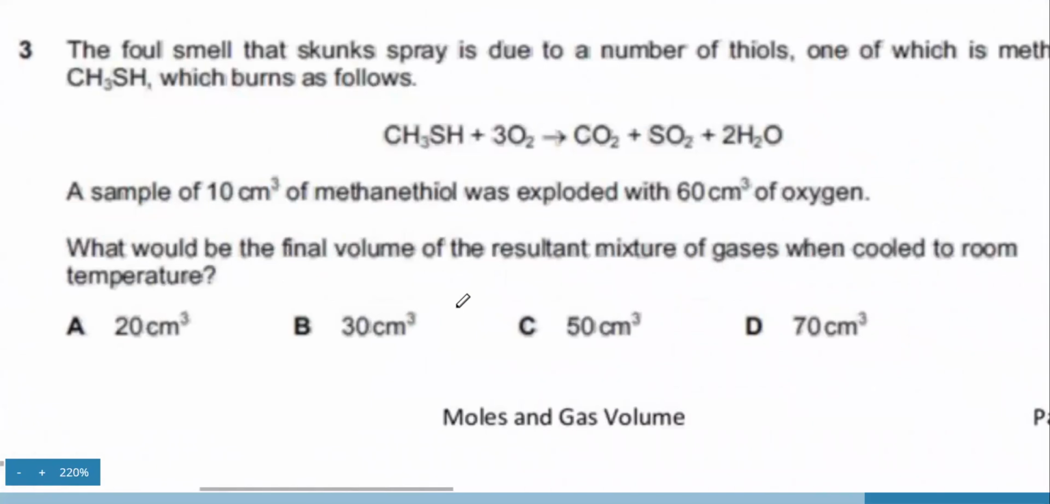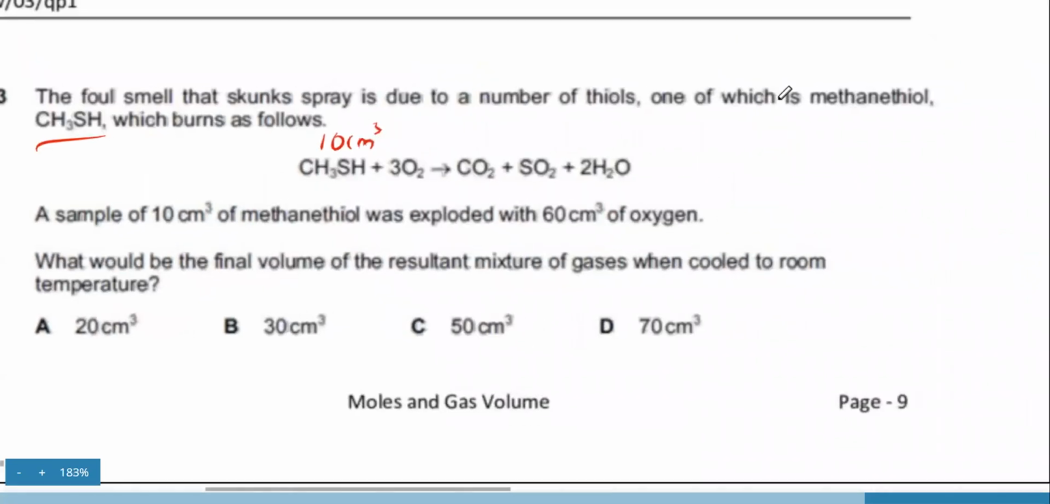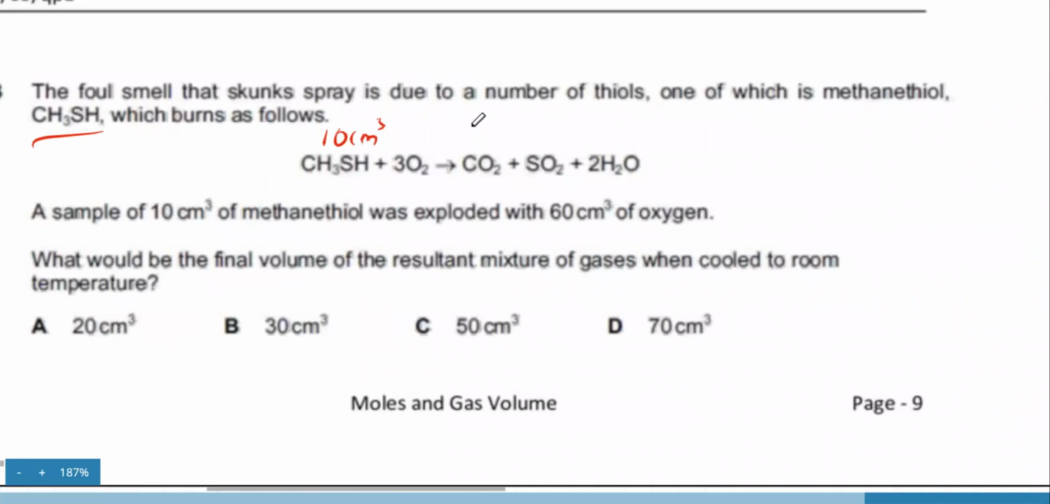So let's say this is methane thiol, and he's saying that 10 cm cube is reacting, and all of them are gases, except for the last one, I think, because it's happening at room temperature. CO2 and SO2 are for sure gases. Now tell me how much O2 would react with it. 1:3, so 30? So it's going to be 30, right? And how much CO2 would be produced? 10, right? And SO2 would also be 10.